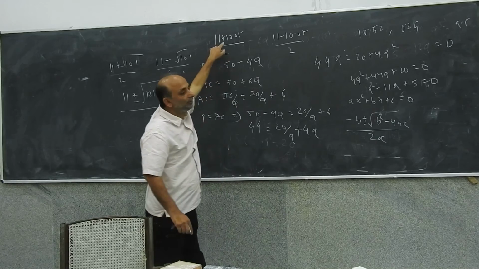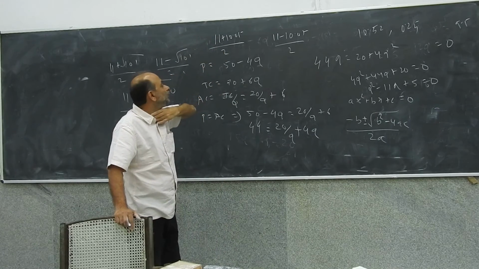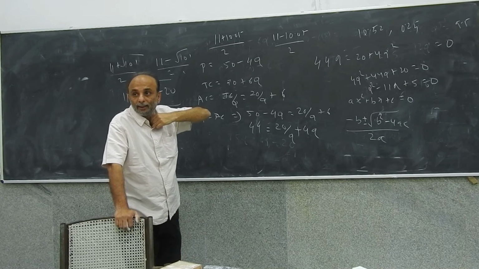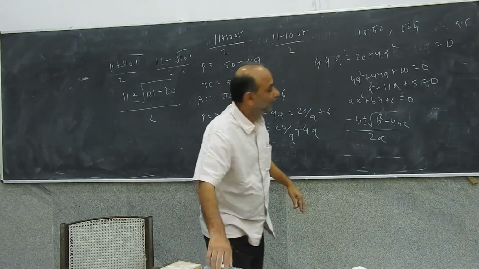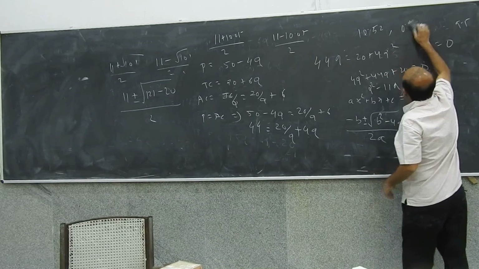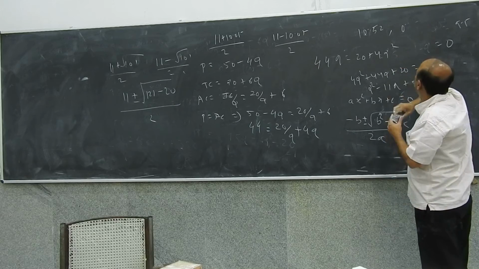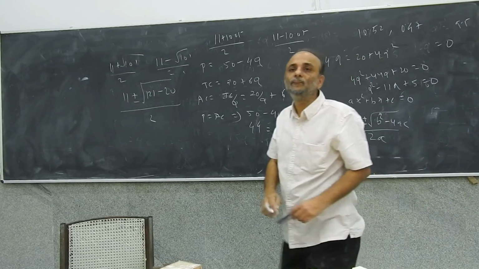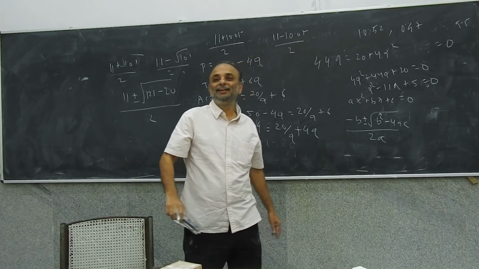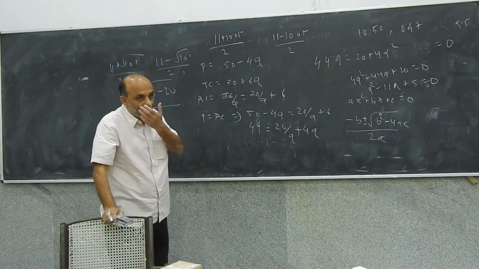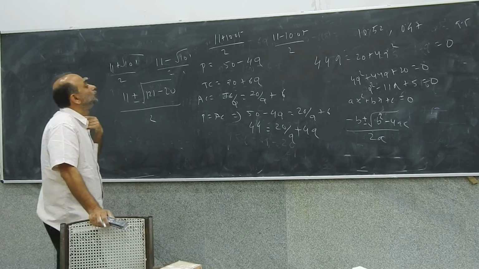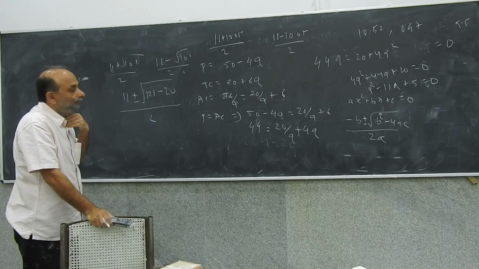It's going to be something interesting. 11 plus 10.05 upon 2, what would that be? That's 10.52. The second one, 11 minus 10.05 upon 2, is 0.47. So what would the solutions be?